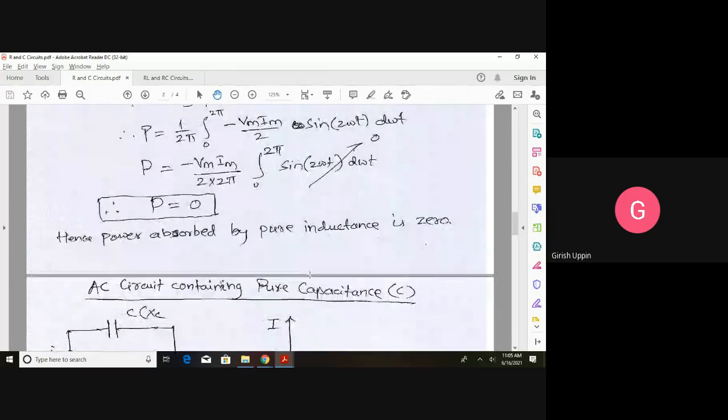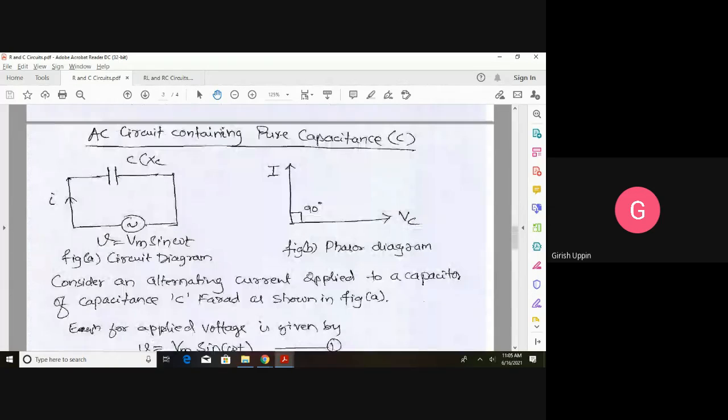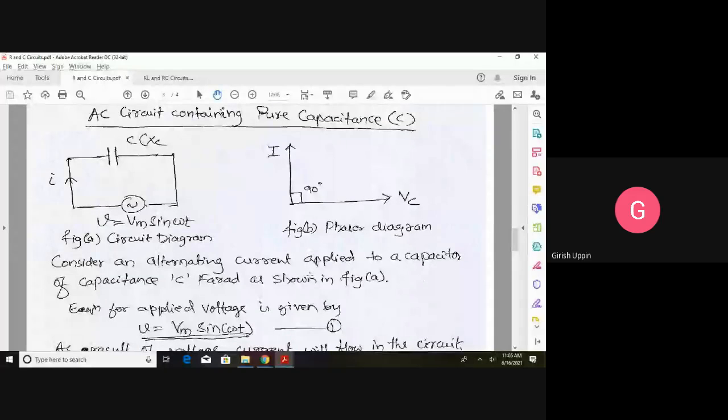Next, we will see an AC circuit containing a pure capacitance. As you can already make out from the phasor diagram, in case of a capacitor, the current leads the voltage. Even before you apply the voltage, current will be there, and it will lead the voltage by 90 degrees. So we will consider a circuit having a pure capacitance. When we say pure capacitance and pure inductance, that means any resistance part is not taken into consideration. It will just behave as a capacitance, nothing else.